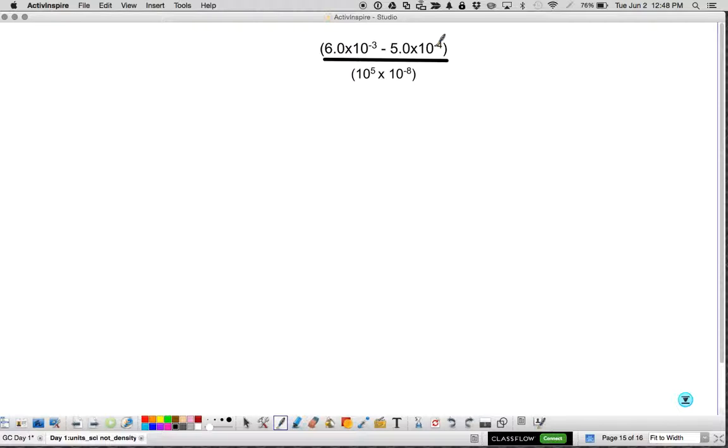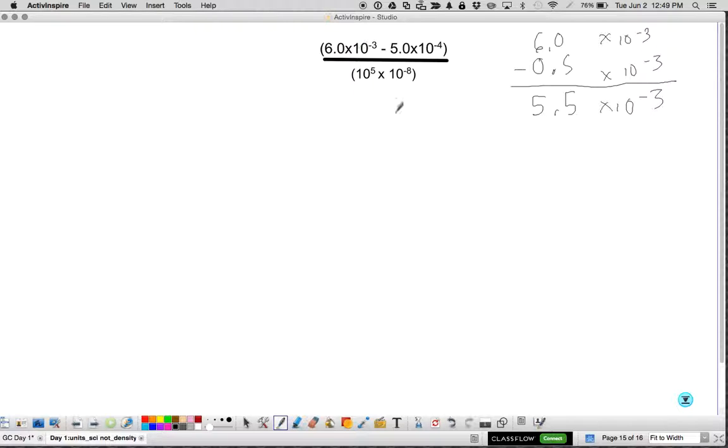And the first thing that I'm going to do is put them in the same power of 10. Okay? And so that's 6.0 and 0.5. I'm going to subtract some stuff here. And these are times 10 to the minus 3, times 10 to the minus 3. 5.5 times 10 to the minus 3.